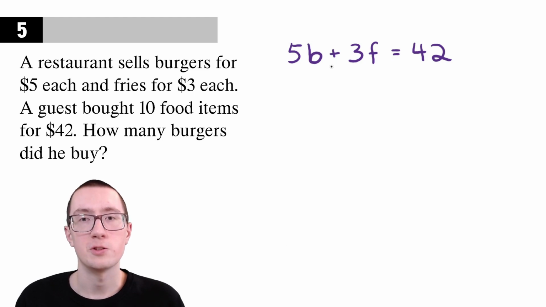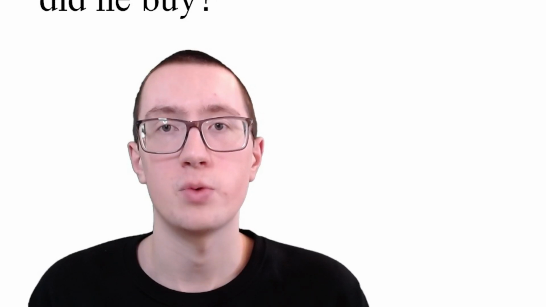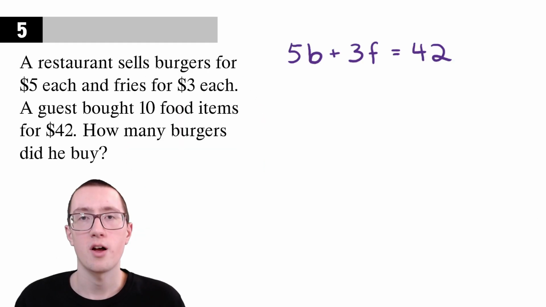Now, can we just go ahead and solve for B now because we're trying to figure out how many burgers they bought? Well, no, because we have 2 letters here. You can't solve for 2 different letters if we only have 1 equation. But as we saw in the last problem, we can actually solve an equation with 2 letters if we have 2 equations. So what other equation can we write using the information that we have?